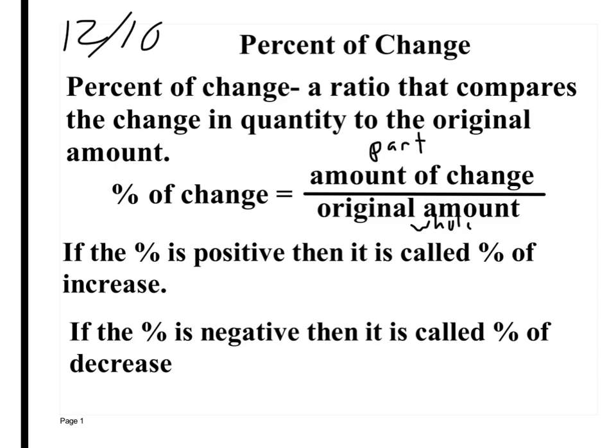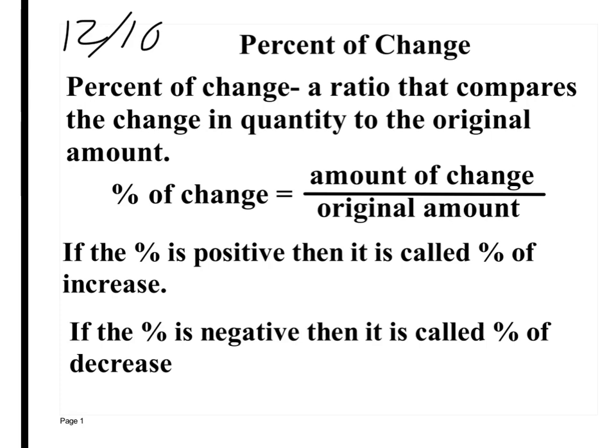What we do is we take the percent of change. To find it, we take the amount of change over the original amount. How much did it change over the original amount? That tells me a percent of change. I know that if the percent of change is positive, then it's called a percent of increase. It got larger. I know if the percent is negative, then it's a percent of decrease.